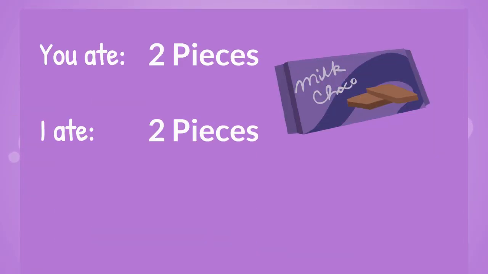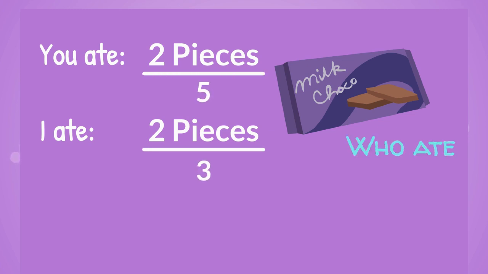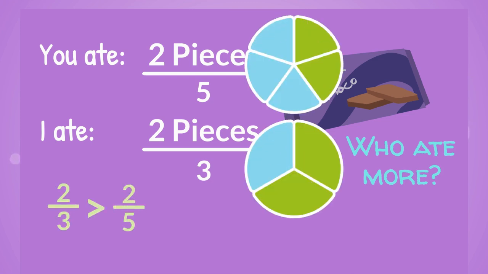Now, suppose we both eat 2 pieces from a chocolate bar, but mine is split into 3 parts, and yours is from a bar split into 5 parts. Who ate more? 2/3 is greater than 2/5, because fewer cuts means bigger chunks, just like with unit fractions.